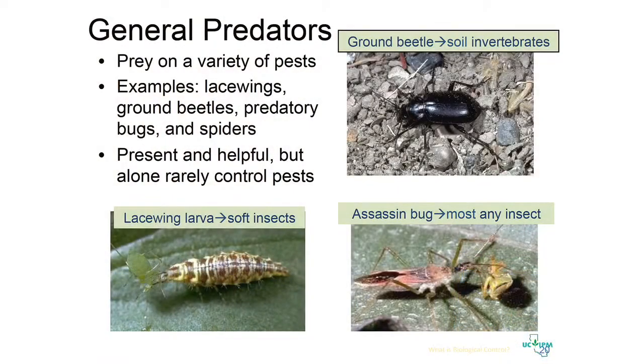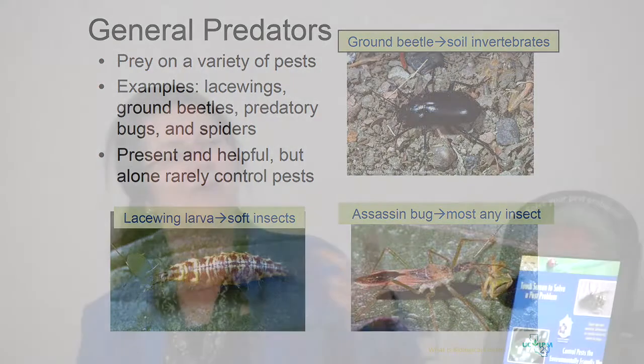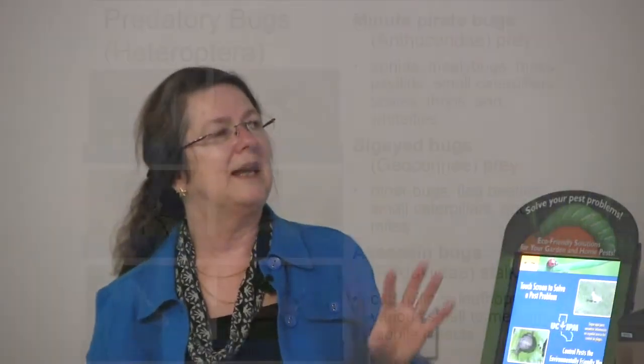General predators are species that feed on a wide range of different kinds of pests, so they're useful in our ecosystems, but they don't necessarily focus. So we have these carabid beetles that feed on soil insects, lacewing larvae that feed on a lot of different soft-bodied insects like aphids, and then the assassin bug that we saw before feeds on larger insects. And we have a whole variety of predatory bugs.